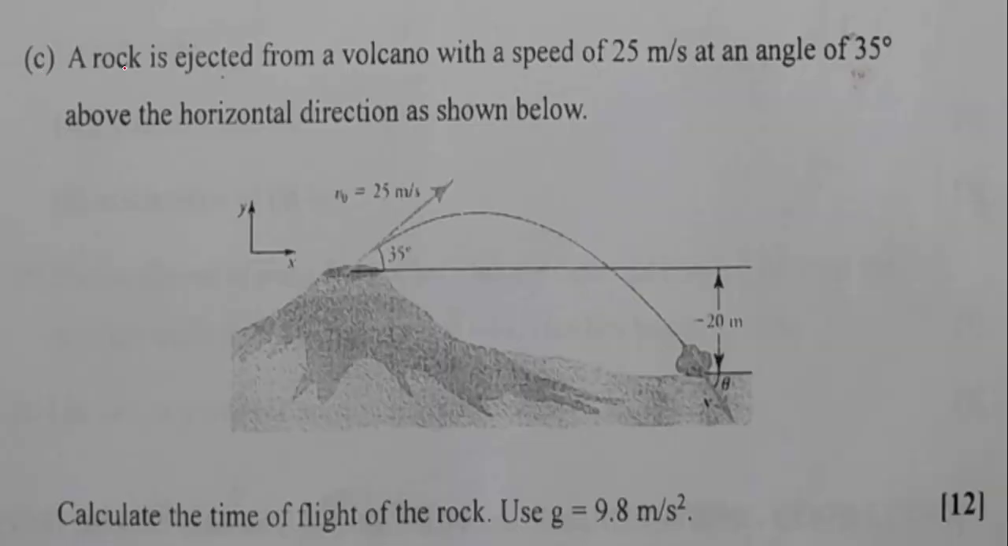The question is, a rock is ejected from a volcano with a speed of 25 meters per second at an angle of 35 degrees above the horizontal direction, as shown below. If you look at this stone, it has been projected at a speed of 25 meters per second, above the horizontal line. The horizontal direction is this one here, which I'll write as HD.